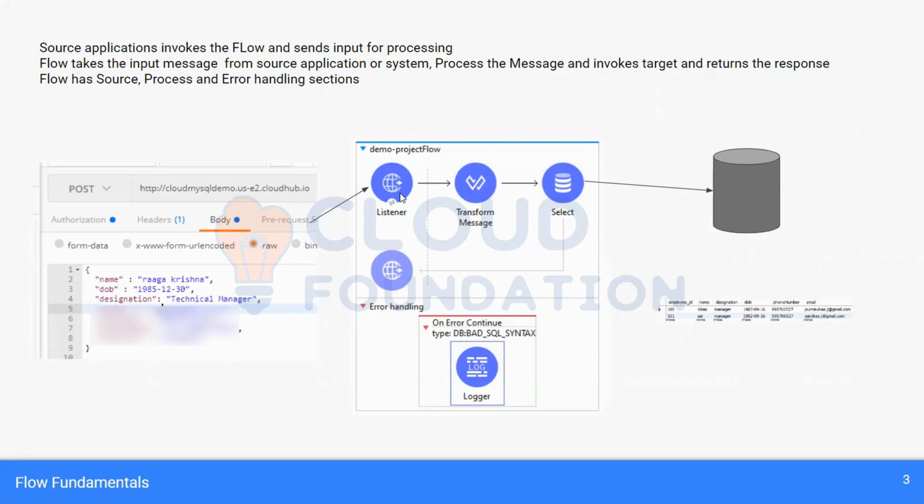If the source is a database and the target is also a database, in that case the listener is the database. In some cases, your boss says there is a file on an FTP server; get the file and store the information inside the file into the database. In that case, in the source you put an FTP listener, not an HTTP listener.